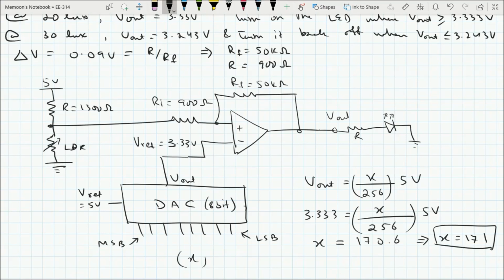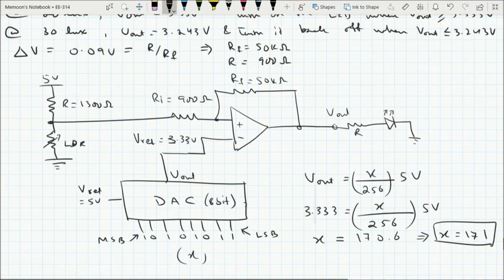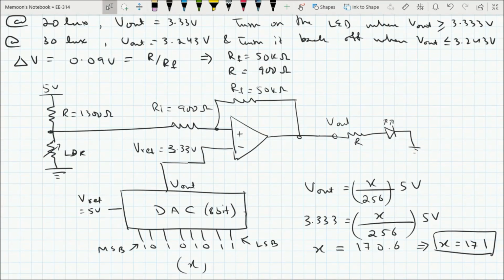This is your X. So 171 in binary number is 10101011. If you round it off to 170, it would be equal to 10101010. So this is the complete figure of your digital signal conditioning circuit.